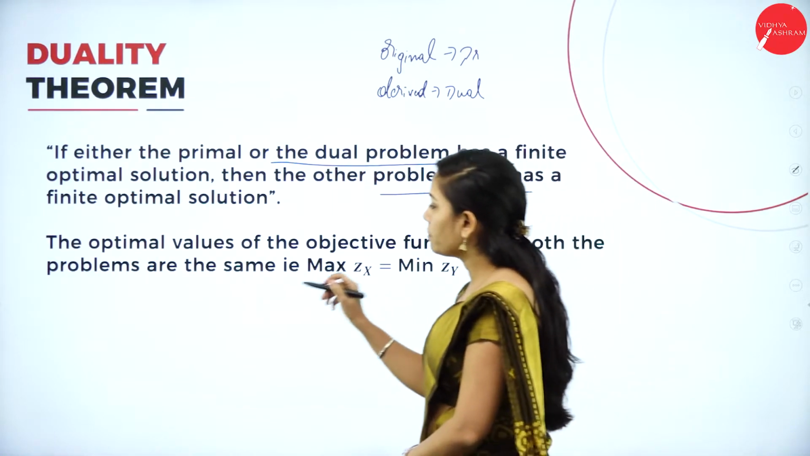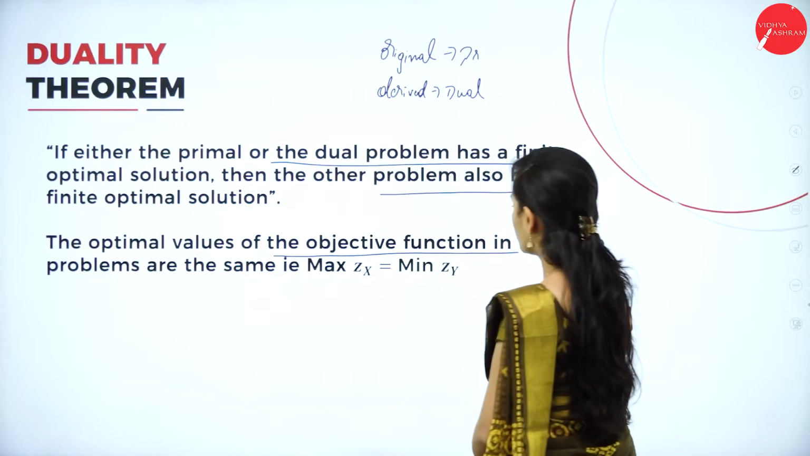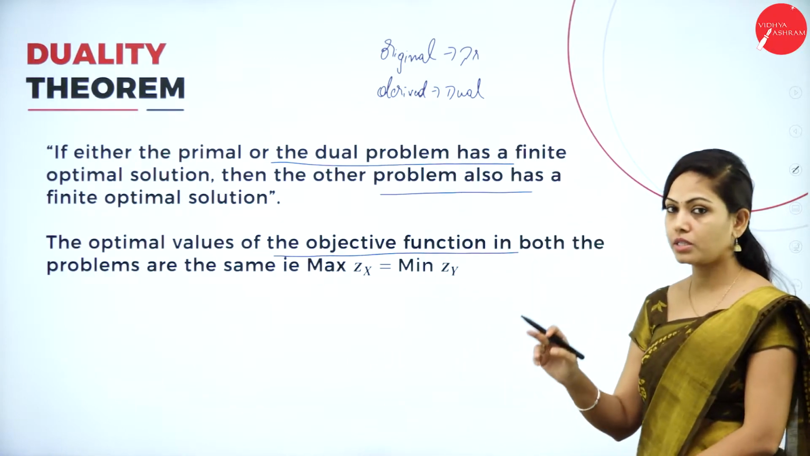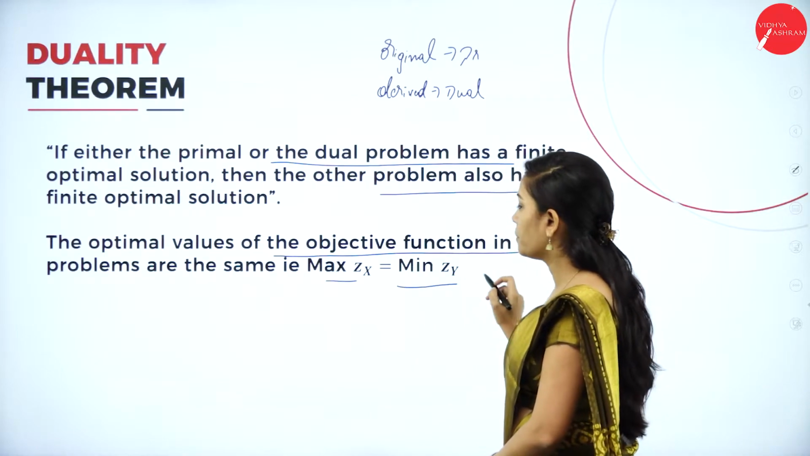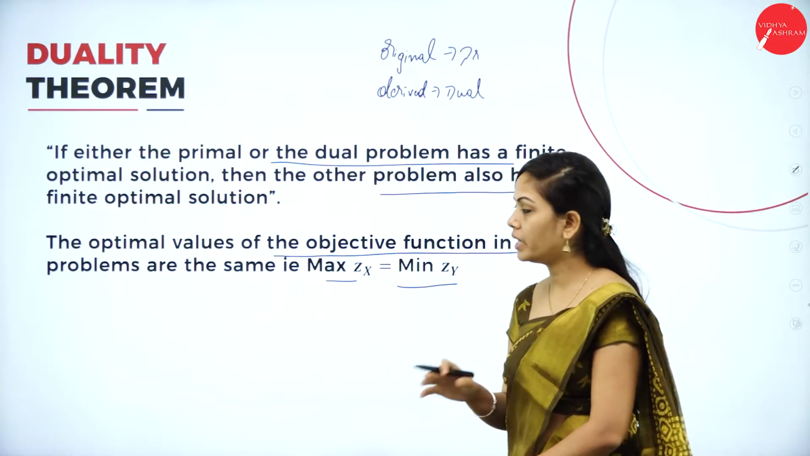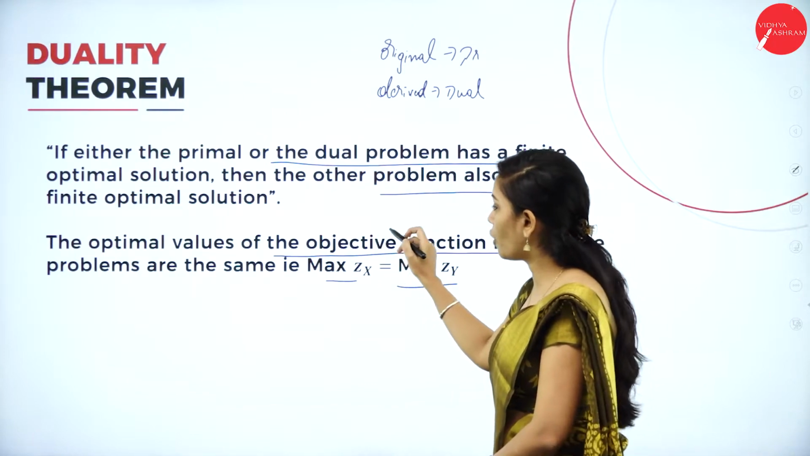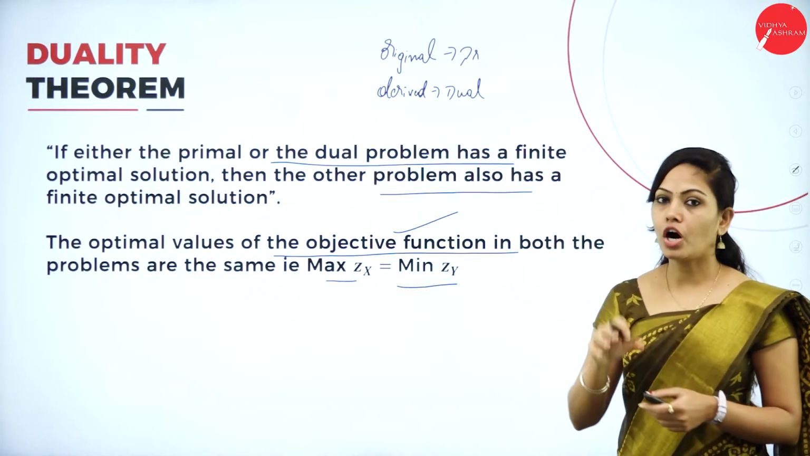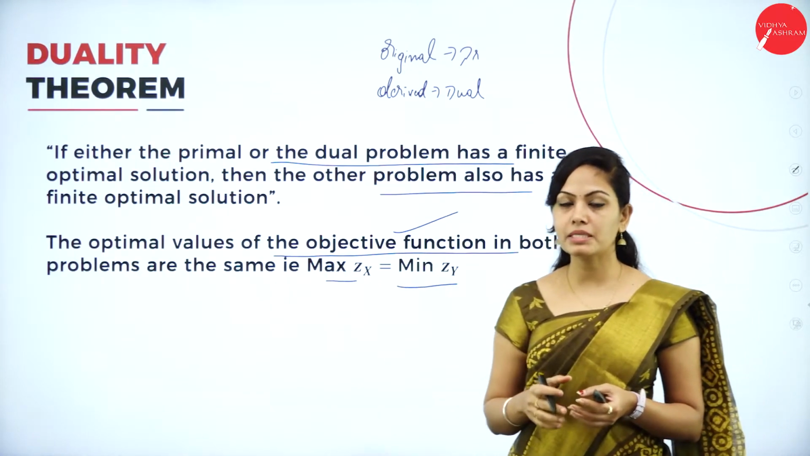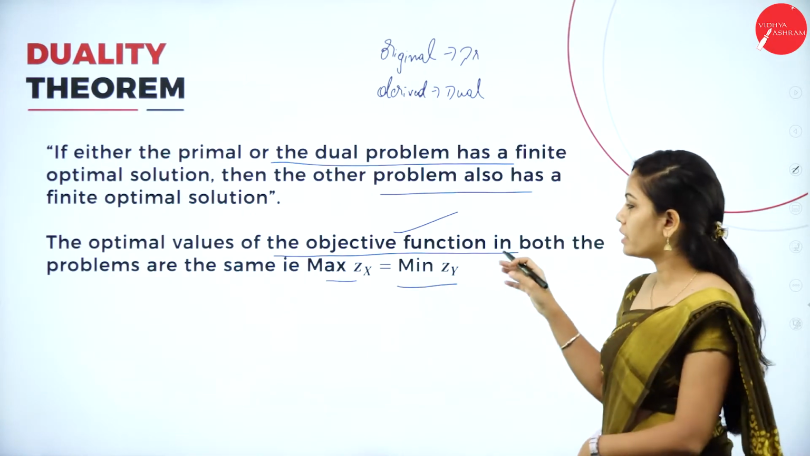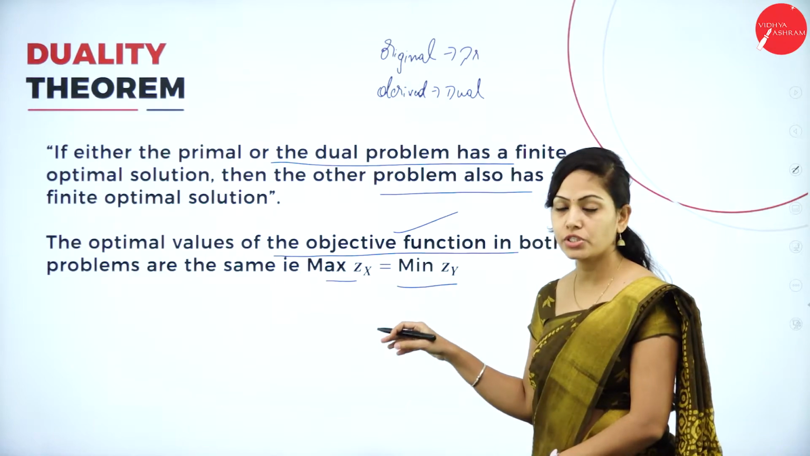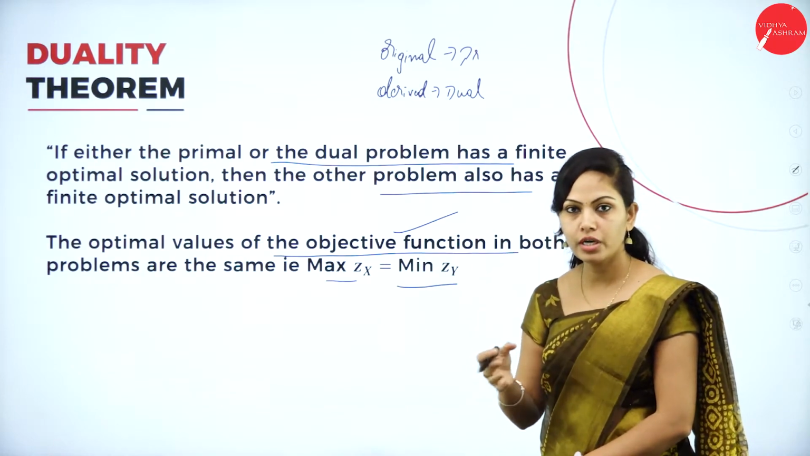And the optimal values of the objective function in both the problems are the same, that is max z x is equal to min z y. I'll repeat, the optimal values of the objective function. Objective function means it can be minimization or maximization. So in the duality theorem you will get the same objective value for primal and for dual.